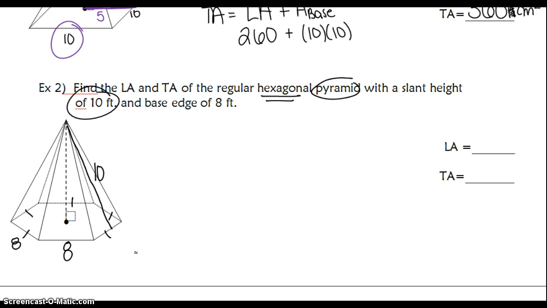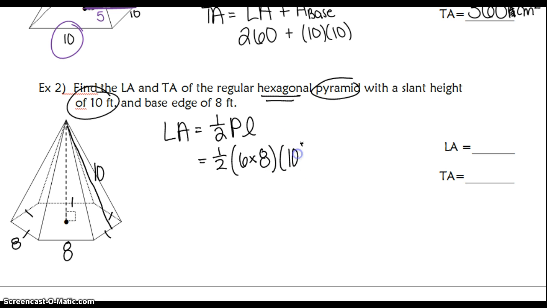Okay, here we go with our formula here. LA is 1/2 times the perimeter times the slant height. 1/2 times, well, perimeter. If it's a hexagon, it has 6 sides that are 8 feet long, times 10 for the slant height. So 1/2 times 48 times 10, we get 240 square feet.